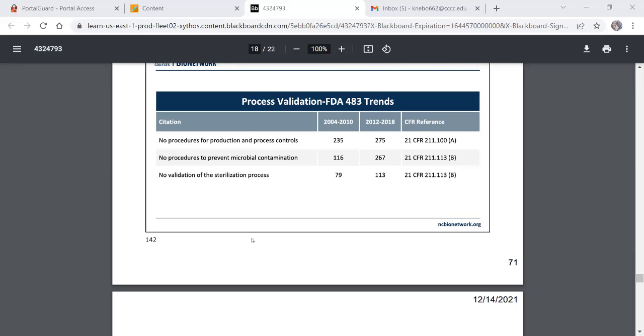So these are a number of 483s, or observations, and it seems like it's going up. I don't know if that's a good thing or a bad thing. I don't know if it's a good thing that the FDA is catching more of it, or a bad thing that companies are not taking what they're doing very seriously. So you can look at it from good or bad, but ultimately there are still 483s being given out to ensure that the medicines we eat or use are quality.